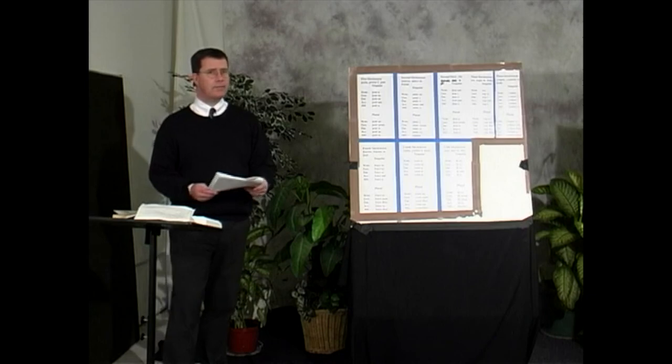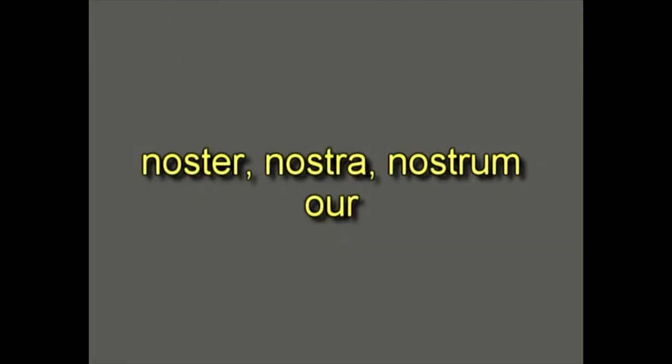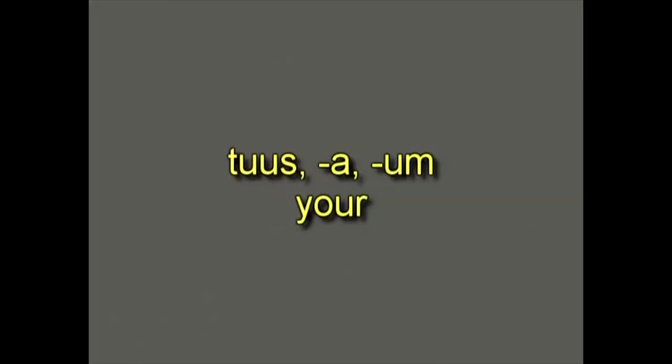Okay, now let's work on identifying some adjectives in the Pater Noster. The first adjective that appears is noster, nostra, nostrum. Notice three forms are given to you. That's the vocabulary entry. Noster, nostra, nostrum. Those are first and second declension adjectival endings, so this is a first and second declension adjective. Tuus, a, um, your. Noster means our, tuus means your.